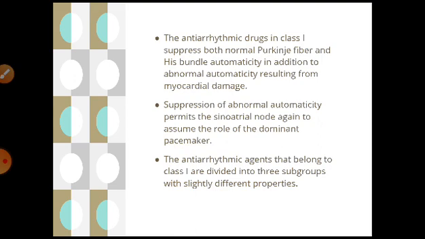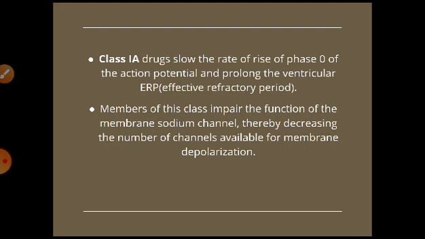The antiarrhythmic agents that belong to class 1 are divided into 3 subgroups with slightly different properties. So what are these subclasses under class 1? Class 1A. So what do they do? These drugs slow the rate of rise of phase 0 of the action potential and prolong the ventricular effective refractory period. I have already told you that. Members of this class impair the function of the membrane sodium channel, thereby decreasing the number of channels available for membrane depolarization. Okay, it's very clear.